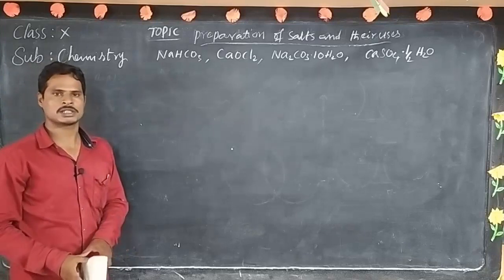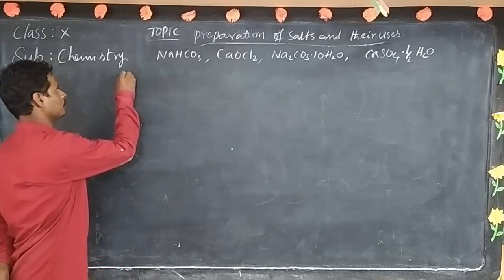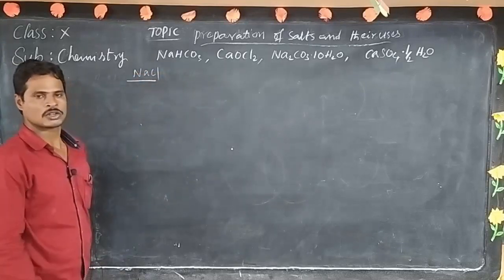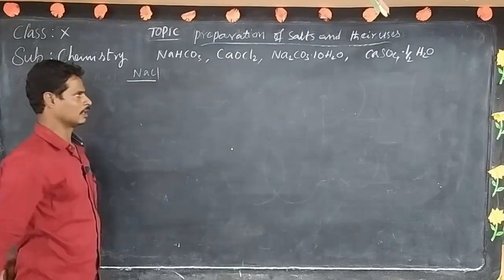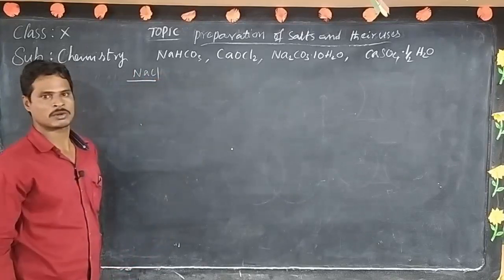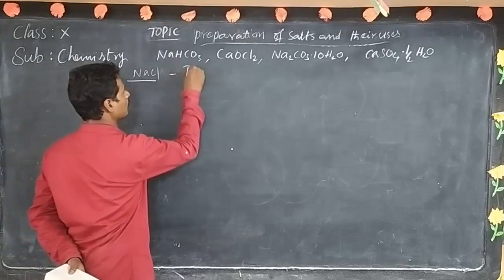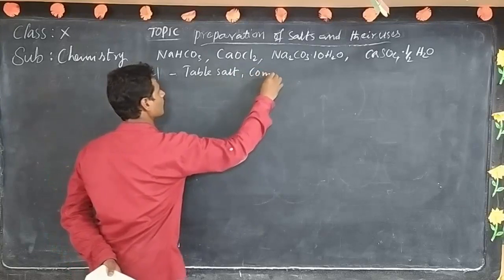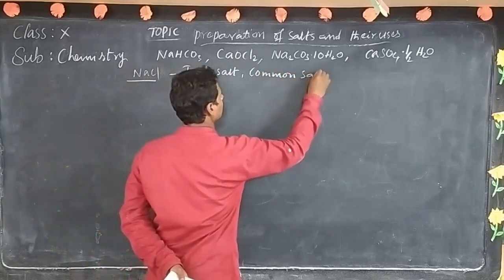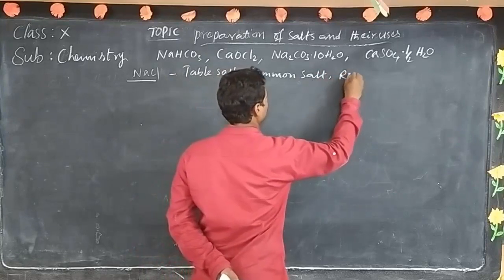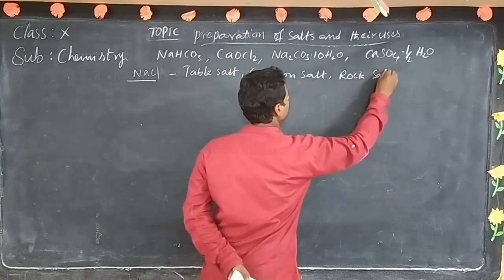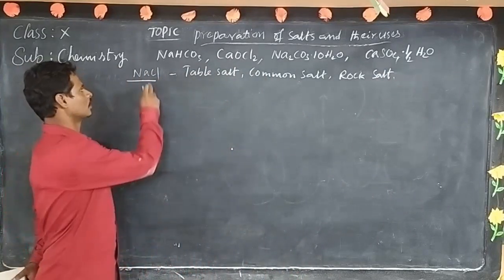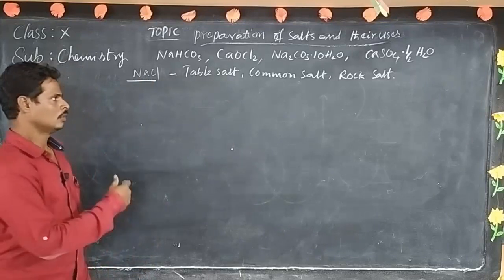So what is the formula of common salt? NaCl. This is common salt. Sodium hydroxide is prepared from this common salt. What are the common names of sodium chloride? Table salt, common salt, rock salt. How can you prepare the sodium hydroxide from sodium chloride? Now I will explain.